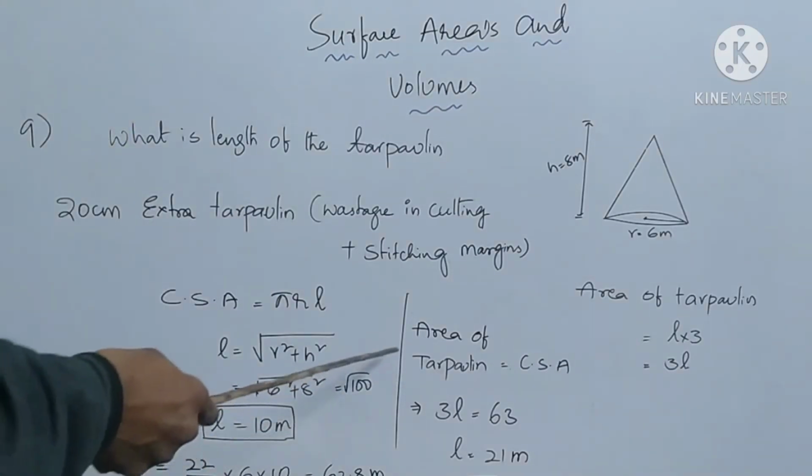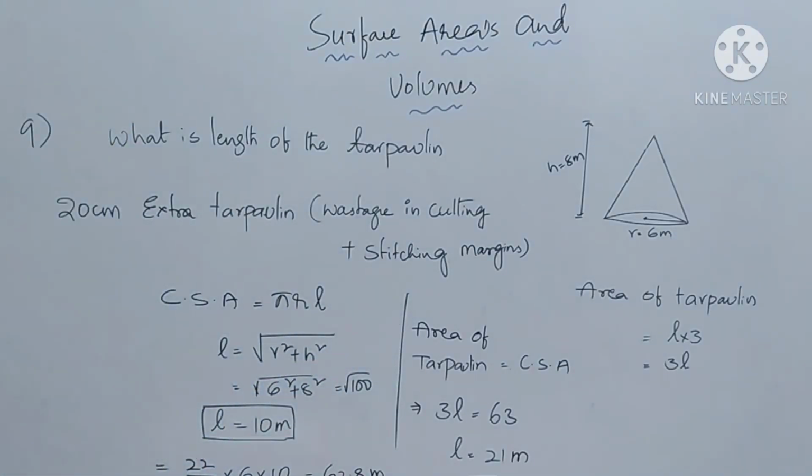The tarpaulin total area is 3L, where 3 is the width of the tarpaulin and L is the length of the tarpaulin. So the area of the tarpaulin cloth is 3L. 20 centimeters of extra tarpaulin is required for stitching, so just add this 20 centimeters to our curved surface area. Here 62.8 plus 20 centimeters, converted into meters, is 0.2 meters. Adding this to the curved surface area of the conical tent, the result is 63 meters.